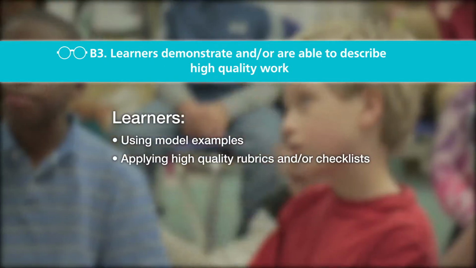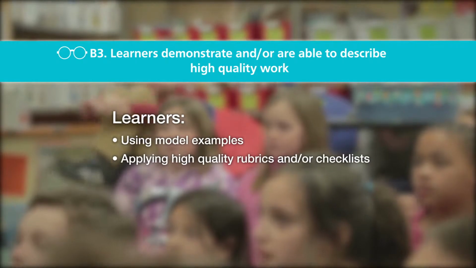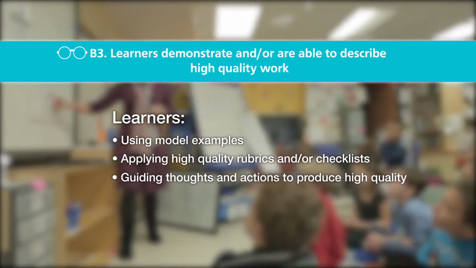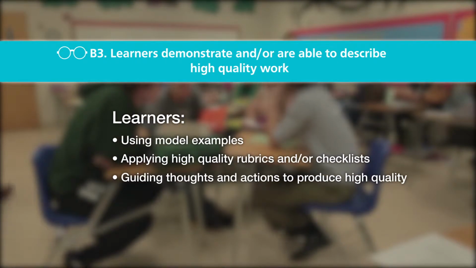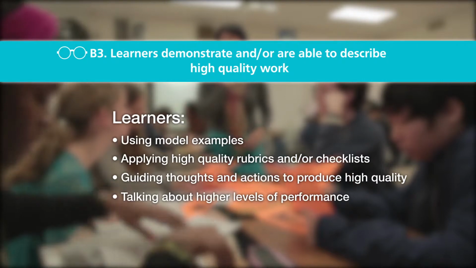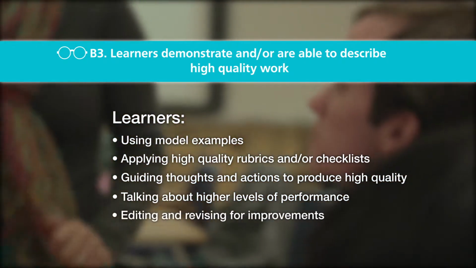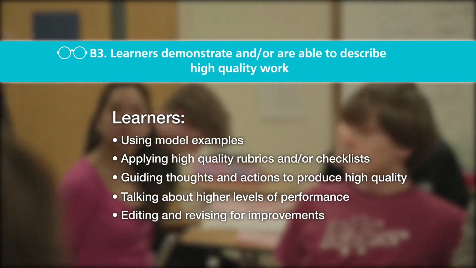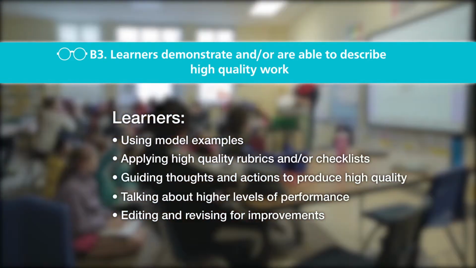Item B3 focuses on students' use of high-quality rubrics and model examples to guide their thinking and actions to create quality work. When observing in classrooms, look for learners using and talking about higher levels of performance. Students should be engaged in editing and revising to improve their work. Watch learners in this second grade class prepare themselves for an independent writing activity.